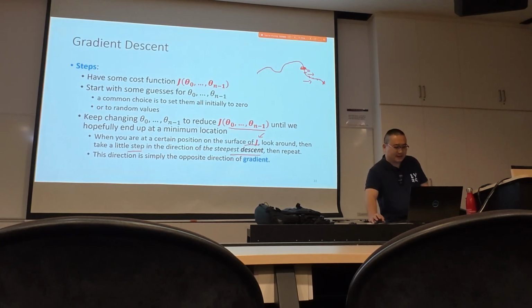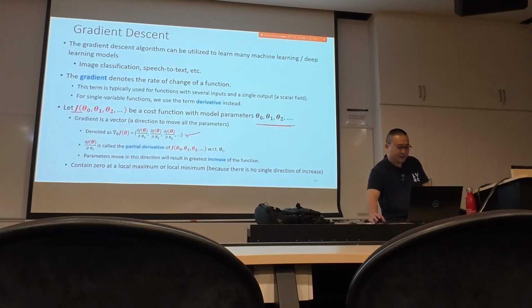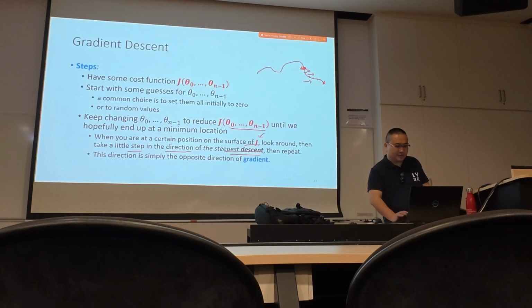And the question is, how do you know the direction of the steepest descent? In the previous slides, when we talked about the gradient, mathematically you can prove that moving the parameters in the direction of the gradient will result in the greatest increase of the function. So you know the greatest increase, and you also know the direction of the greatest decrease, because that simply is the opposite direction of the gradient.